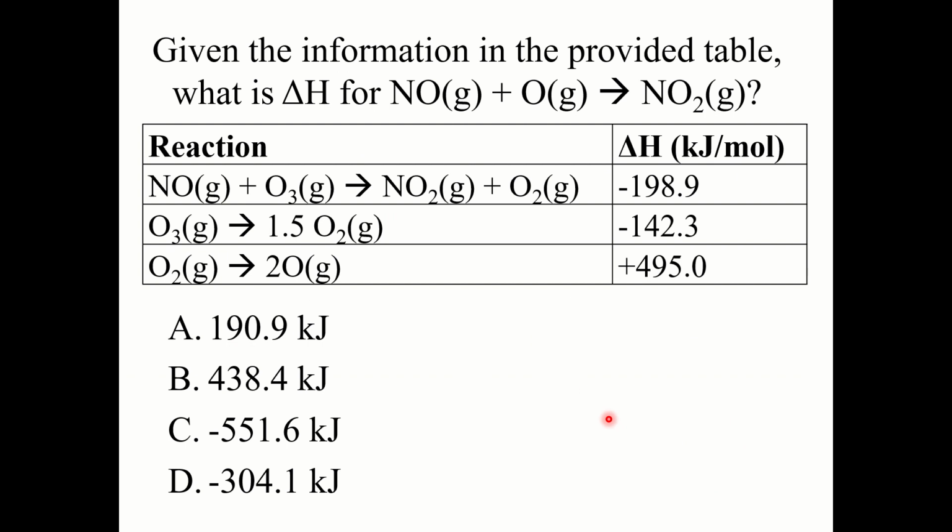Alright, let's try a quick knowledge check question. Given the information in the provided table, what is delta H for this reaction? NO plus O forms NO2. So use these three equations, manipulate them in some way so when they add up, they form this desired equation, and then sum those delta H values to find the delta H for this reaction.